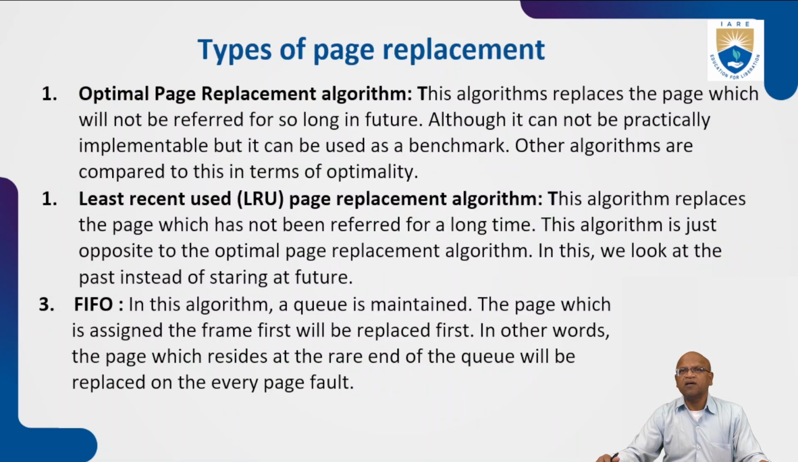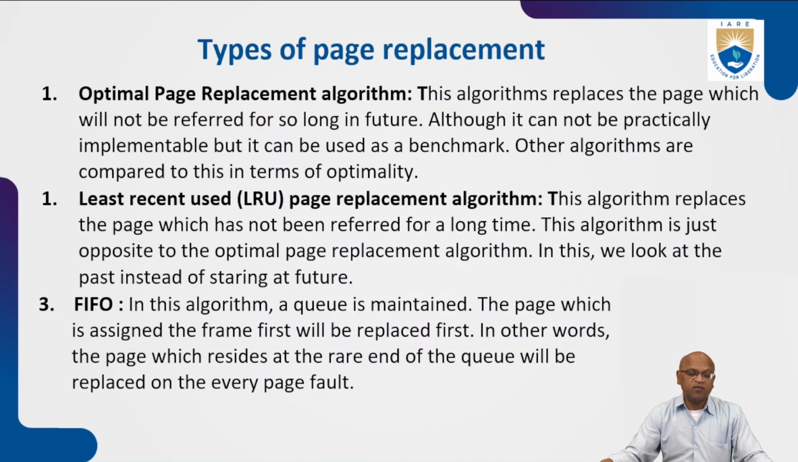So, types of page replacement algorithms. Optimal page replacement algorithm: this algorithm replaces the page which will not be referred to for the longest time in the future. Although it cannot be practically implemented, it can be used as a benchmark. Other algorithms are compared to this in terms of optimality. Least recently used, LRU, page replacement algorithm: this algorithm replaces the page which has not been referred to for a long time, that is in the RAM but not used recently. This algorithm is just opposite to the optimal replacement algorithm. In this we look at the past instead of looking at the future.